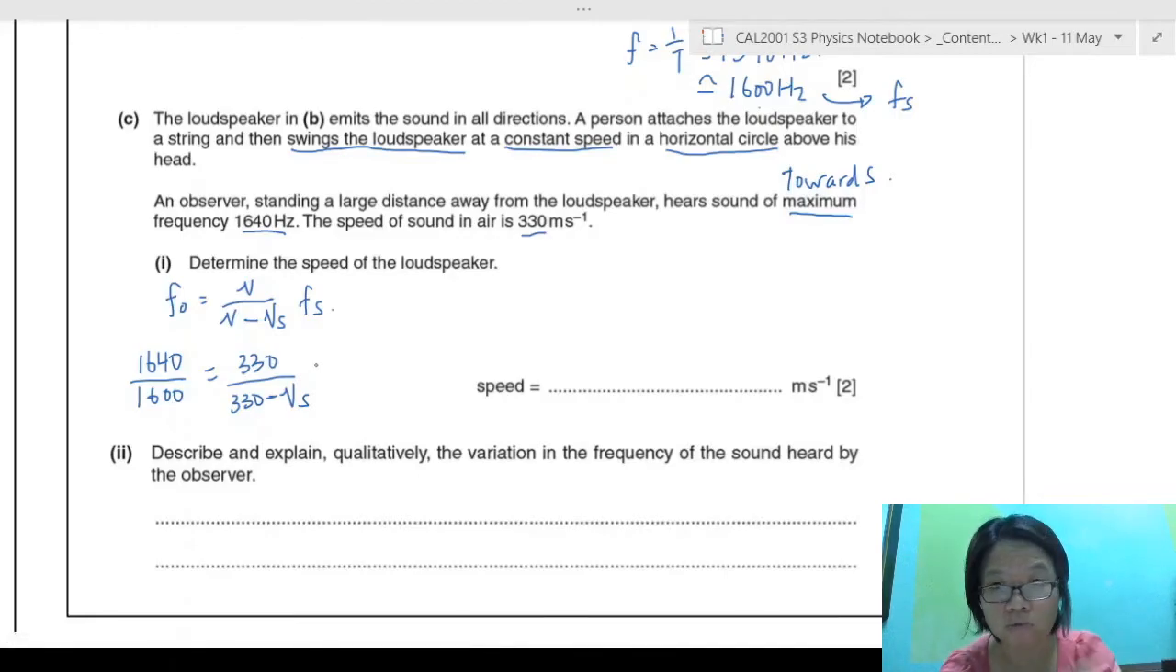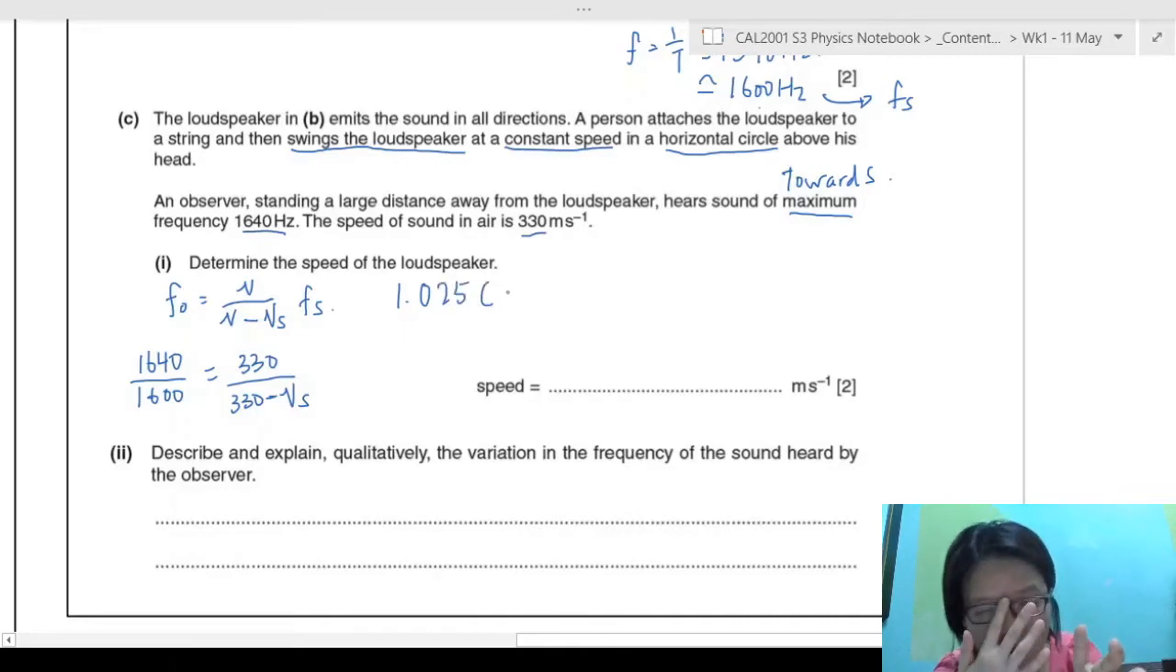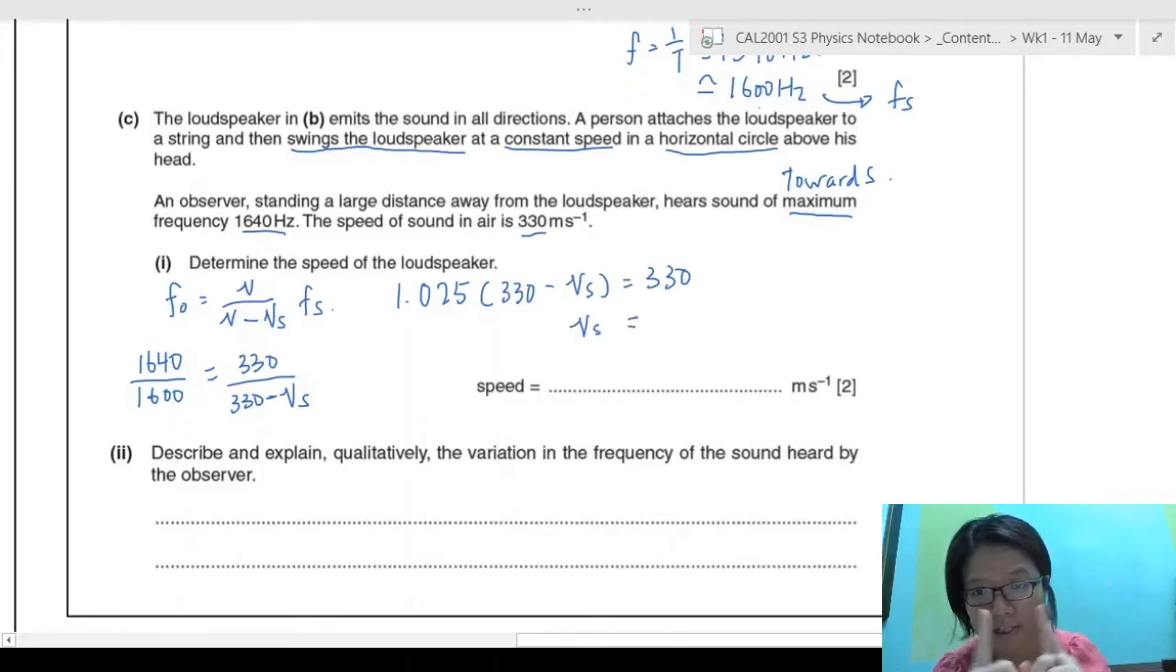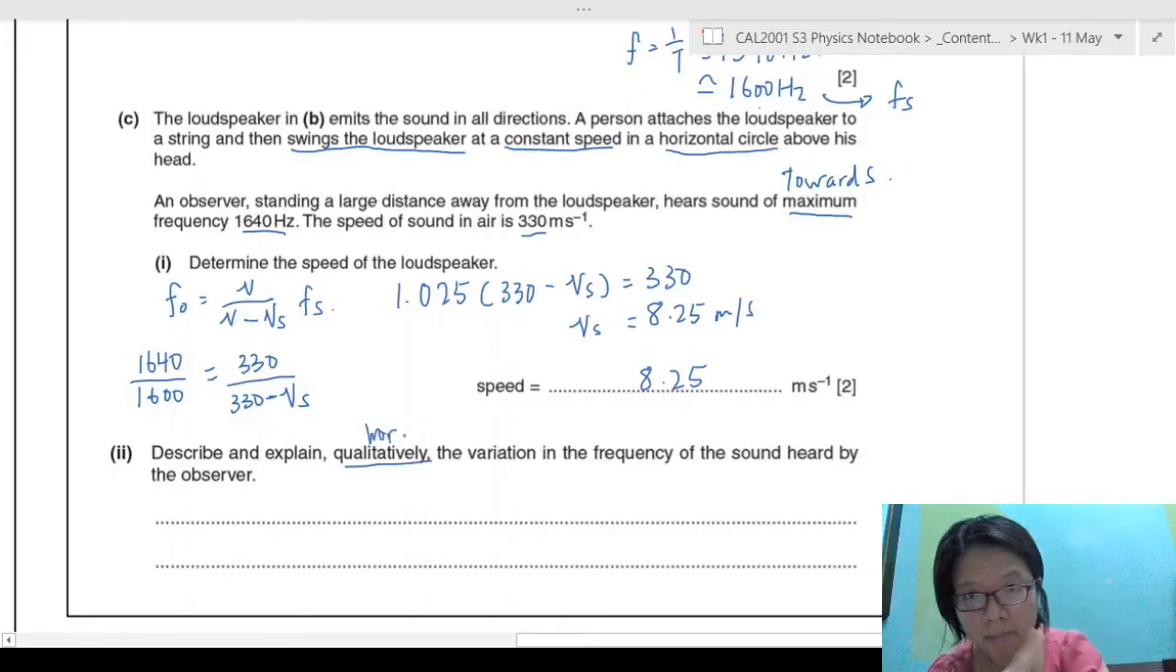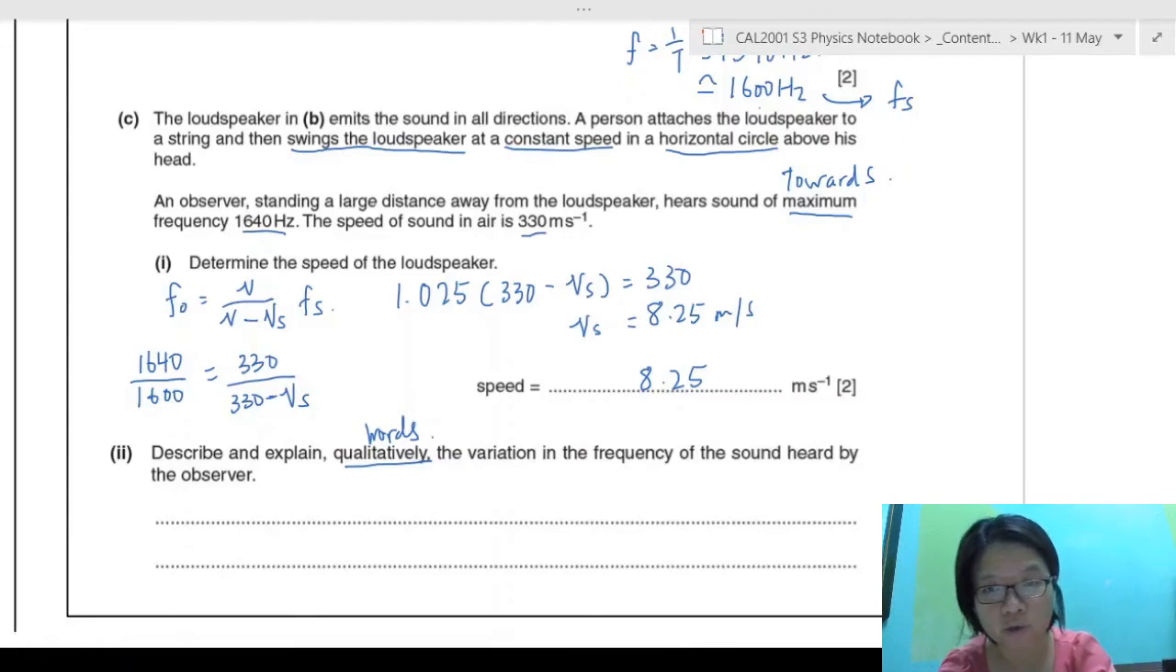Okay, so I'll move things around. So here is where it's important to understand. Whenever we look at whether the frequency increases or decreases, we are going to see the relative motion. Looking at the relative motion, if they're coming closer together, the waves are squished together, frequency increases. For frequency to increase, if you look at that ratio, the denominator must be minus. All right, so if you solve the equation, you will get 8.25. We will move on now.